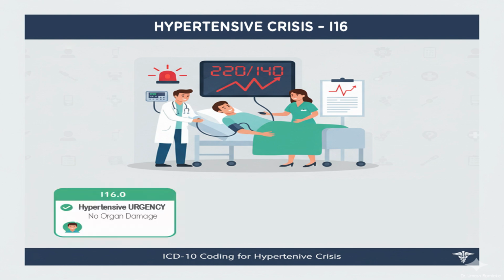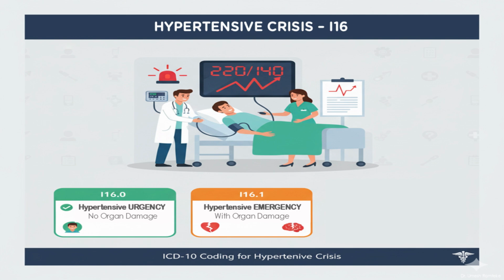First, we have I-16.0 for hypertensive urgency. This code is used when blood pressure is critically high, but there is no evidence of acute target organ damage. This usually allows for gradual blood pressure reduction. Next, and far more serious, is I-16.1 for hypertensive emergency. This code is assigned when critically high blood pressure is accompanied by acute target organ damage affecting areas like the brain, heart, or kidneys. This requires immediate and rapid blood pressure reduction.